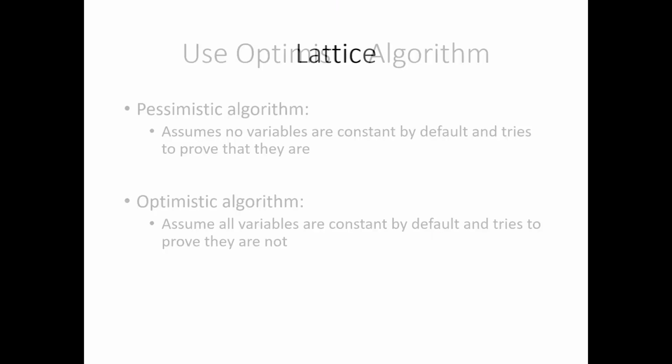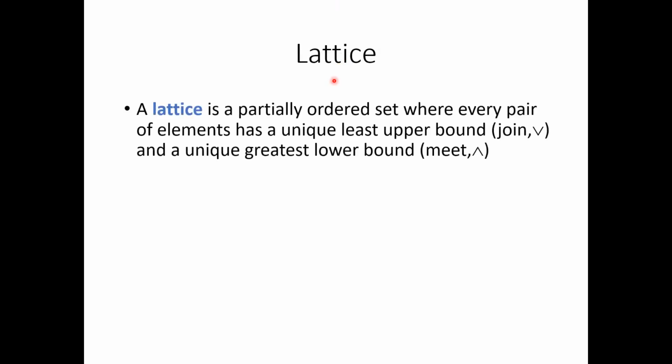Okay? Now, in order for us to be able to track this constant, we need to define something which is a lattice. So what is a lattice? A lattice is a partially ordered set where every pair of elements in the set has a unique least upper bound. We call this the join, and it has a unique greatest lower bound. We call this the meet.